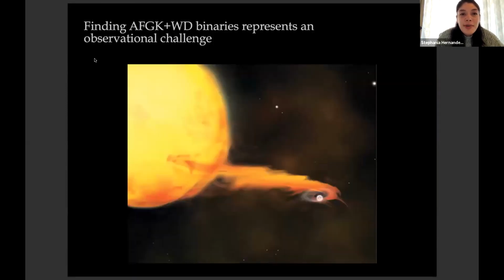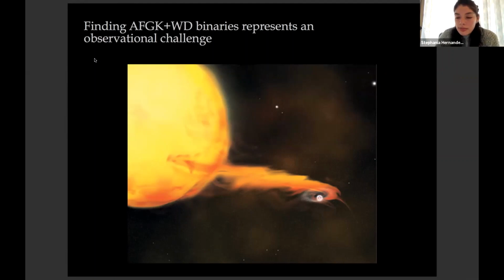We face some problems in this project as well. The first one, and the most important for the moment, is to identify the post-common envelope binaries. This is because at optical wavelengths, the main sequence star completely dominates over the white dwarf. We overcome this problem by combining optical observations from surveys like RAVE, LAMOST, and Tycho-Gaia astrometric solution with GALEX ultraviolet data.